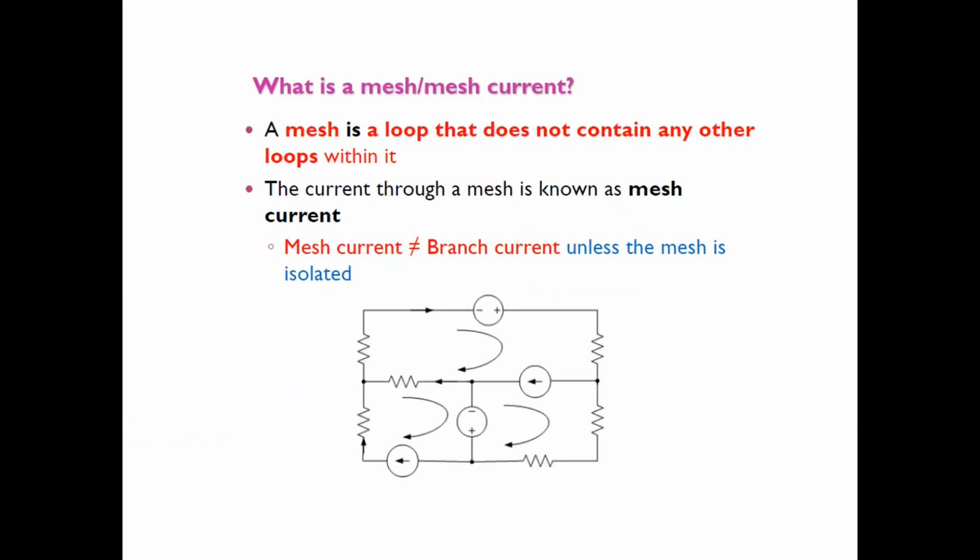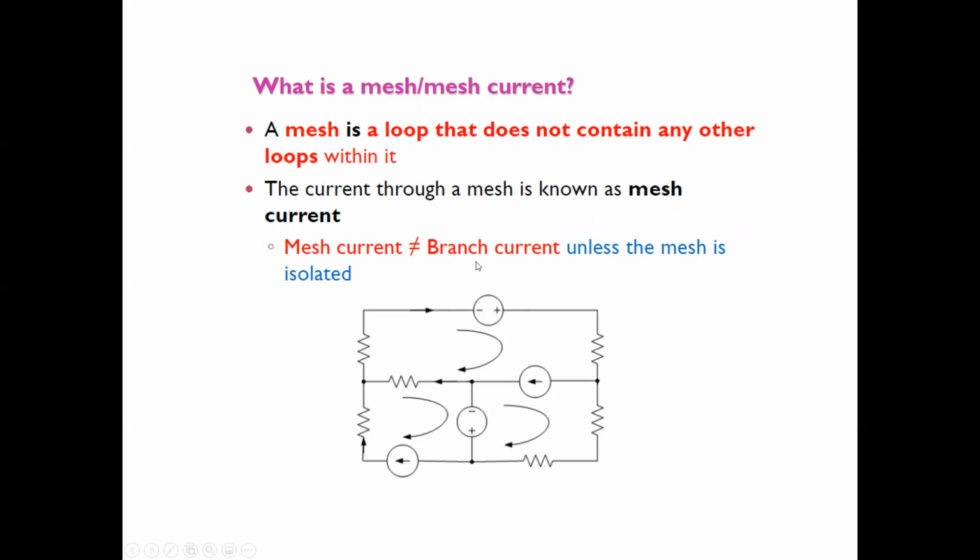So what is a mesh current? A mesh is a loop that does not contain any other loops within it. As shown here in the circuit, we have three mesh currents. Please note that mesh current is not equal to branch current.